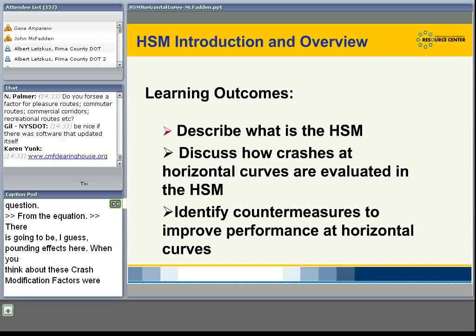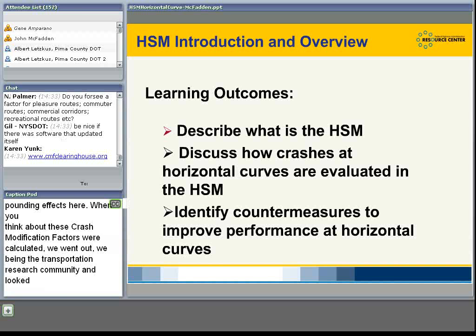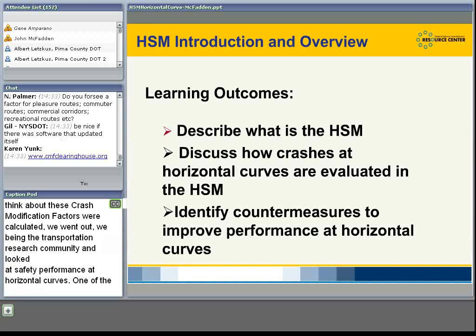One final question popped up to the presenters. Does the coefficient of side friction related to pavement surface affect a crash modification factor? John, you want to try to answer that one?